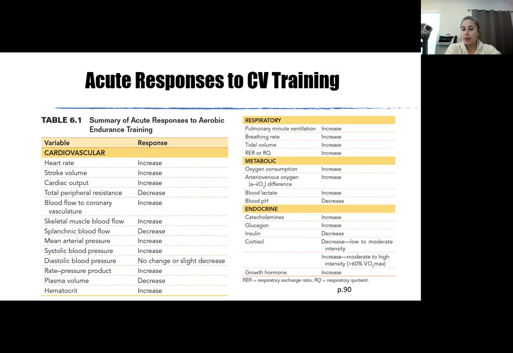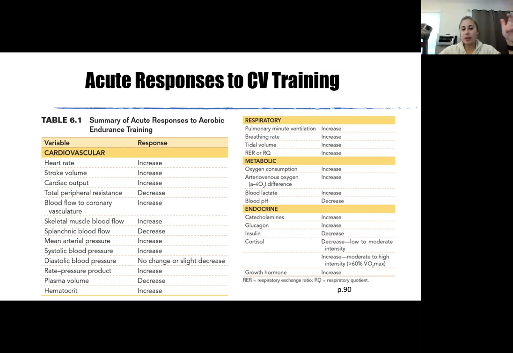Blood pH decrease. What happens when blood pH decreases? Is that more acidic or more basic? Blood pH decrease, more acidic, more basic? Which one? Acidic. Okay. So when blood pH goes down, it's more acidic.